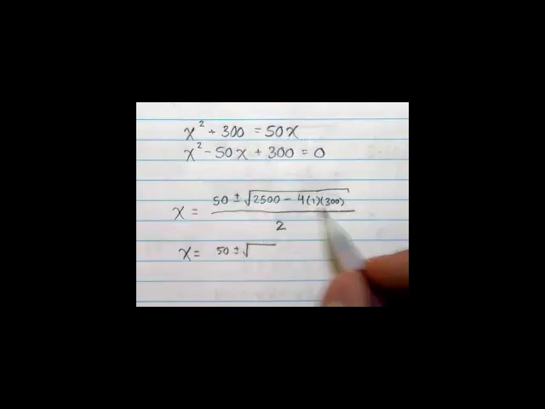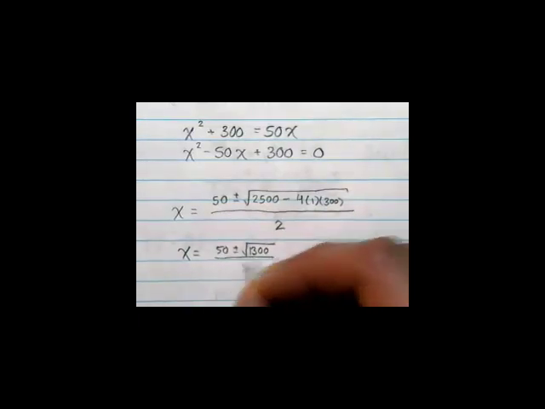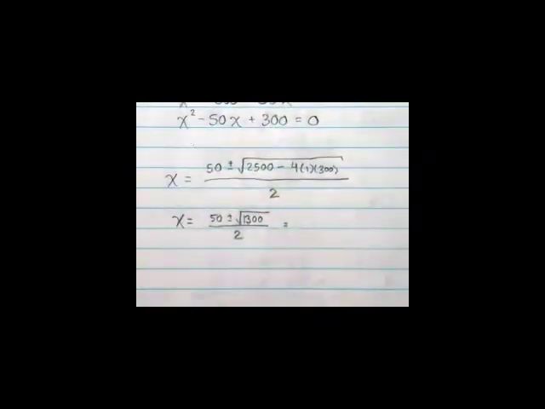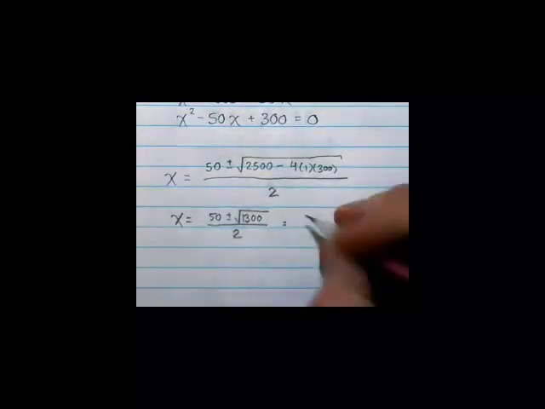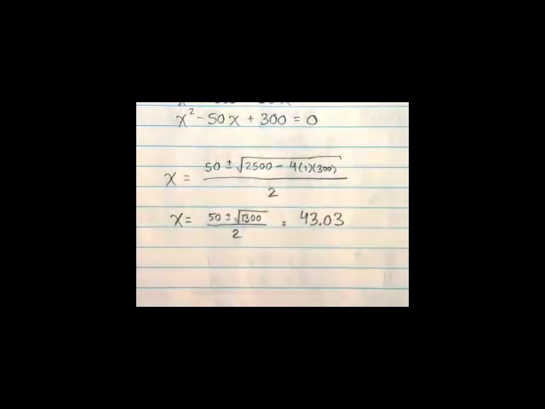Three hundred is 1200. So, using the plus, 50 plus the square root of 1300, divide that by 2, so 1 minus 50 minus the square root of 1300, divided by 2.